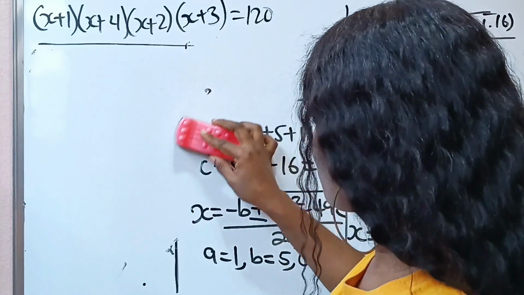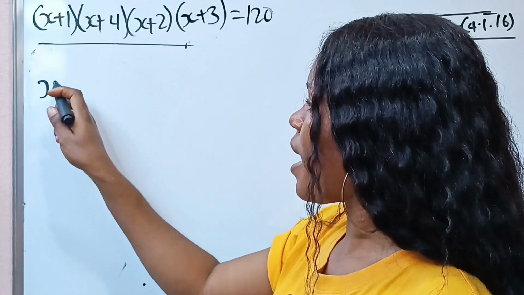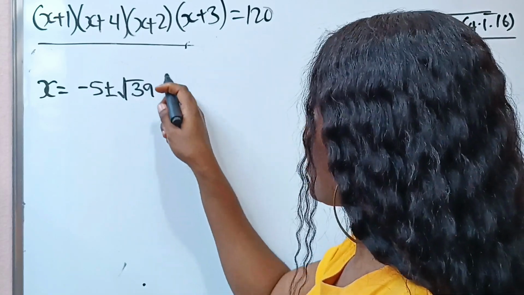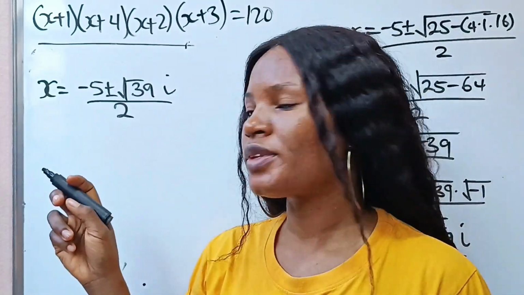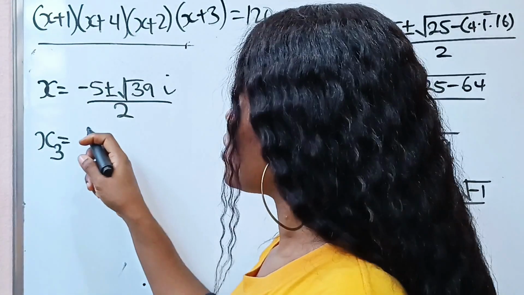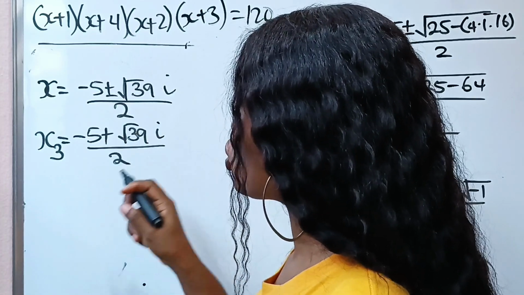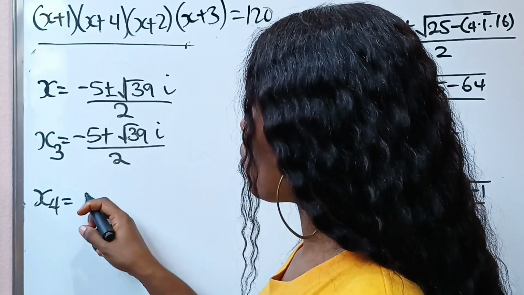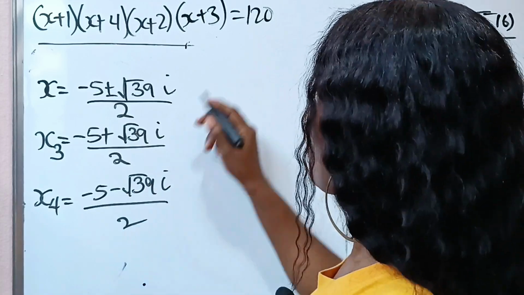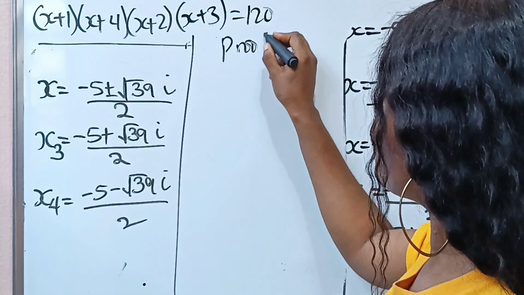Now let us solve what we have left. This is what we have, that x is equal to minus 5 plus or minus the square root of 39 i divided by 2. Now we have that x is equal to what? This is our x3, equal to minus 5 plus root 39 i divided by 2, and our x4 is equal to minus 5 minus root 39 i divided by 2. Perfect. Now let's go into the proof. So let's prove the proof.